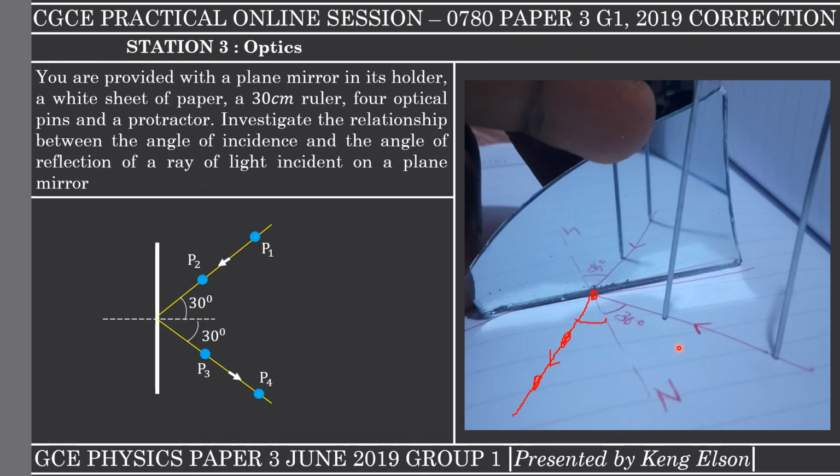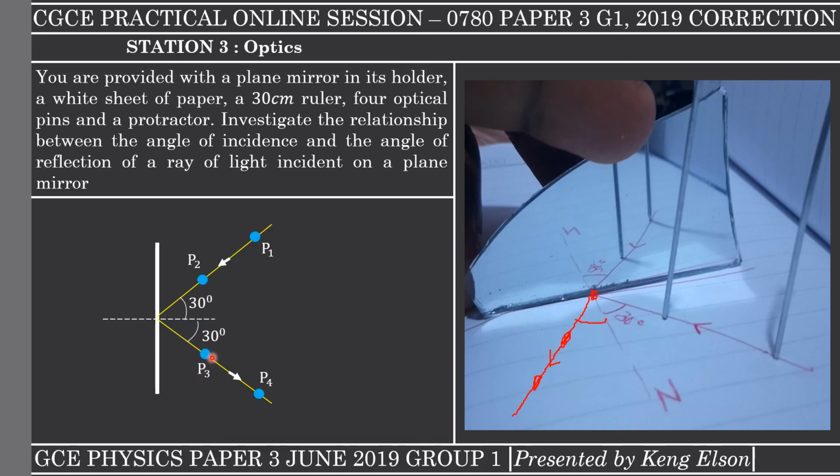So you can try to carry it out in your house. You have a plane mirror, just use a protractor, and you see if it's going to give you the same value. So this was how I drew it. You have an incident ray here. I measure my 30 degrees. I put pin 1, pin 2. Then I try to locate the images and make sure that they're on a straight line.